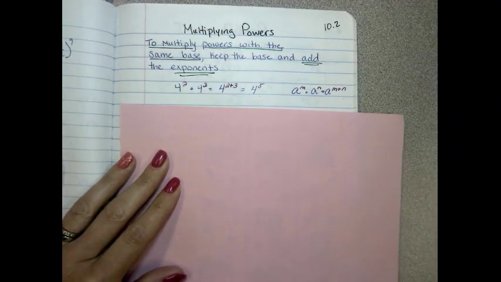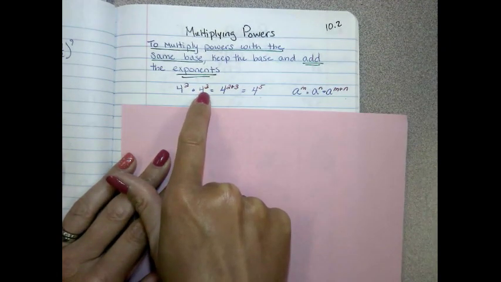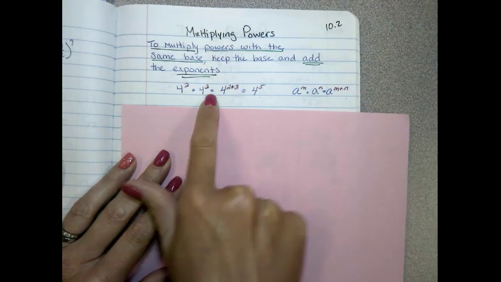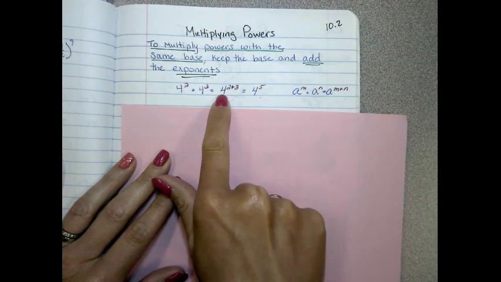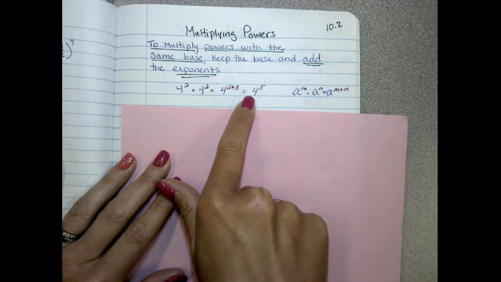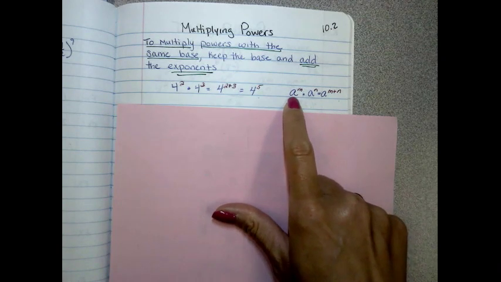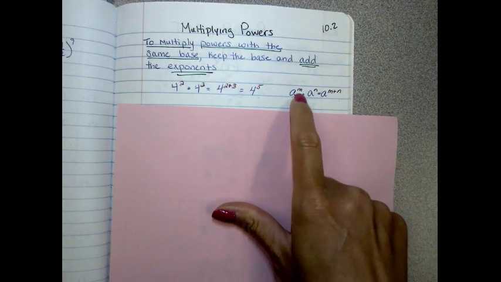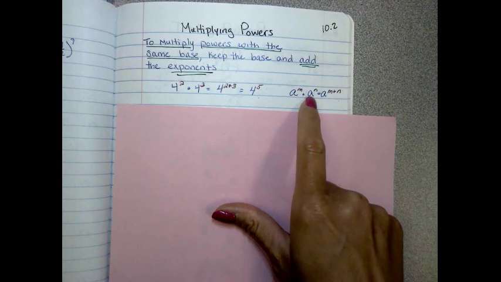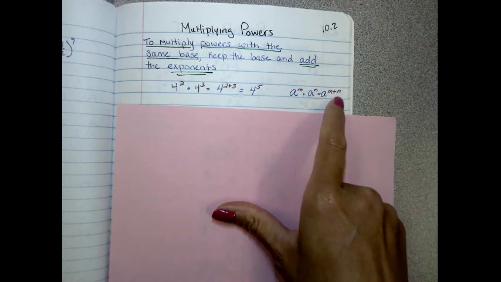An example of this would look like 4 to the second power, or 4 squared, times 4 to the third. We keep the base of 4, and we add the two exponents, 2 plus 3, which gives us 4 to the 5th power. In algebra, it would look like this. Any base to an exponent times that same base to an exponent, we keep the base and add the exponent.